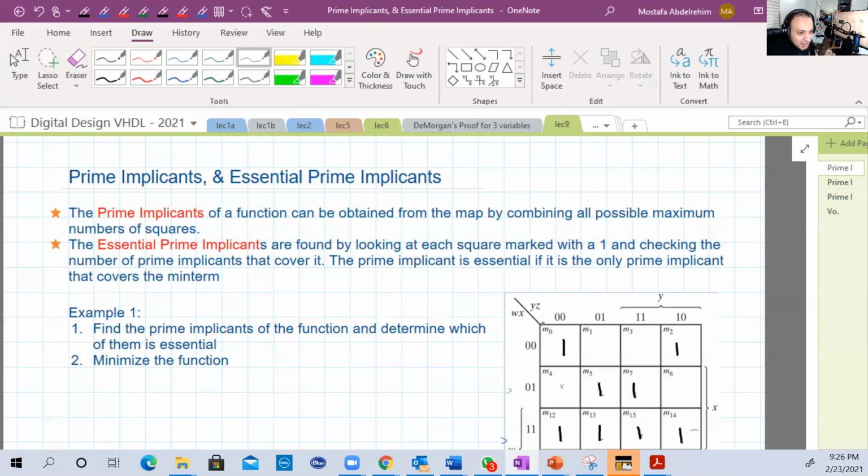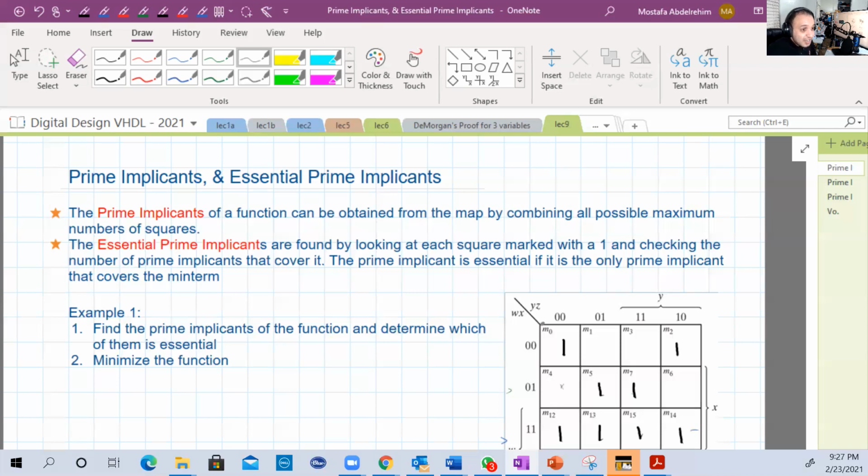To give you an idea, this should formally have been discussed when we first discussed the Carnot map, because knowing this will lead you to the systematic way to solve or minimize any function using the Carnot map. Also, we already did this by sense when we solved the Carnot map without knowing about prime implicants or essential prime implicants. We have this sense to find the minimized function out of the Carnot map.